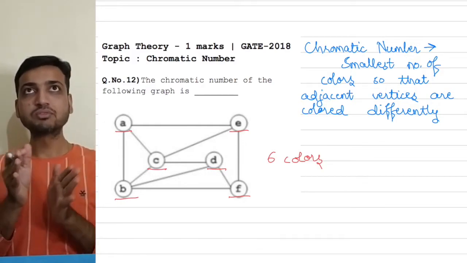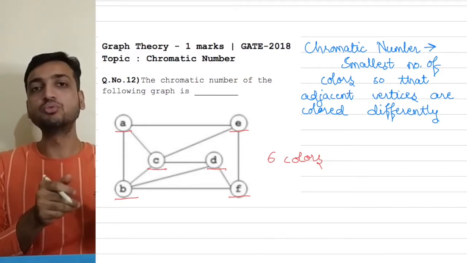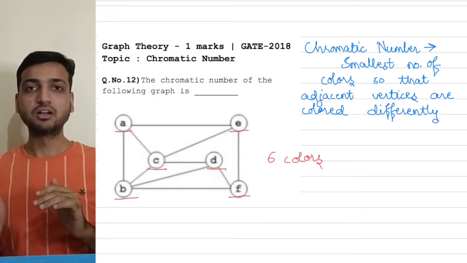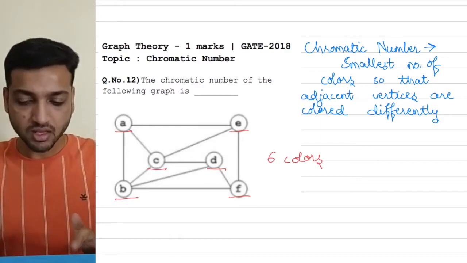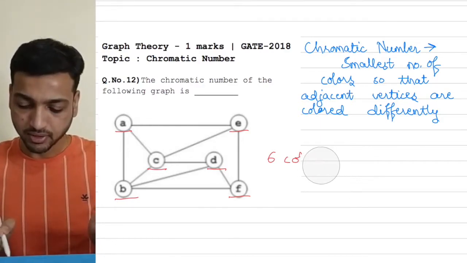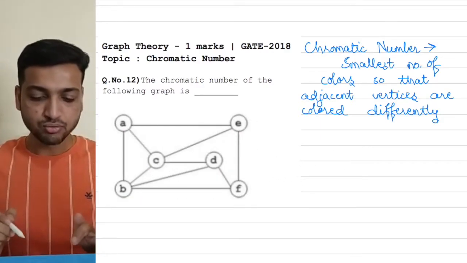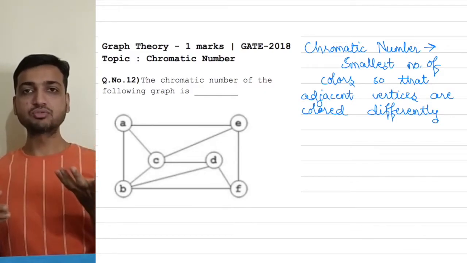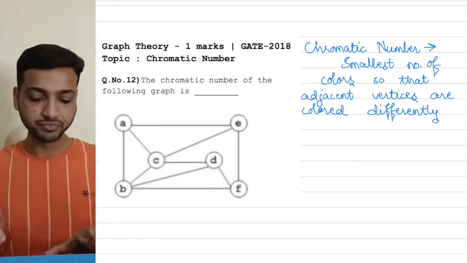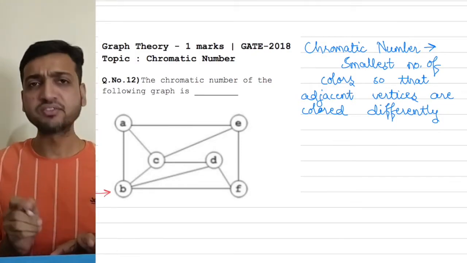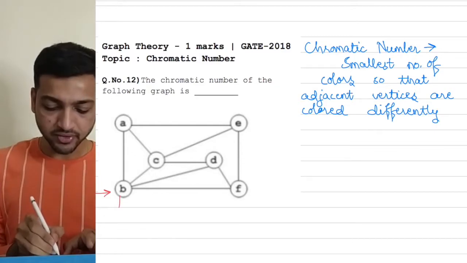6 colors is the maximum number of colors. So let's see if we can use 5 colors or 4 colors or 2 colors so that the adjacent vertices are not having same colors. So the way to solve this problem is that you just start assigning colors to the vertices and then see how you can minimize the number of colors. So I'm going to start randomly. I'm going to start with a vertex B and I'm going to make it red.